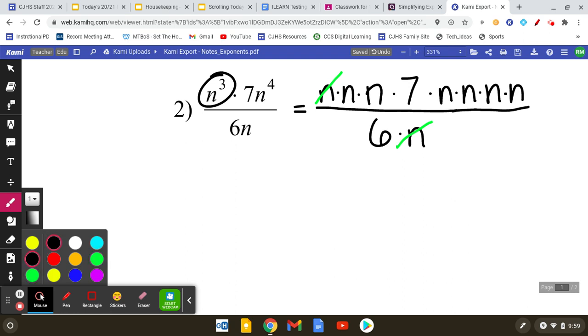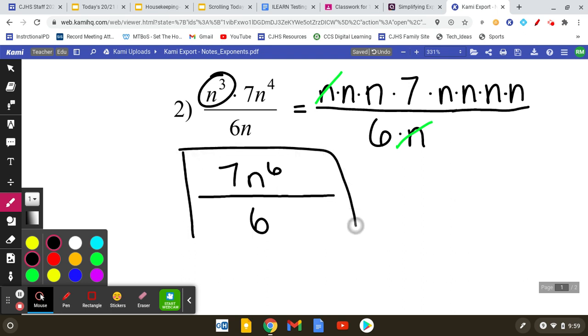Okay? So, up at the top now, what do I have? I have a 7, and then how many n's do I have left? 6. Good. And then on the bottom, what am I left with? Just a 6. Can I simplify 7 over 6? No. So that's it.